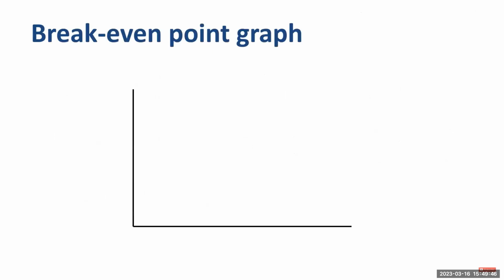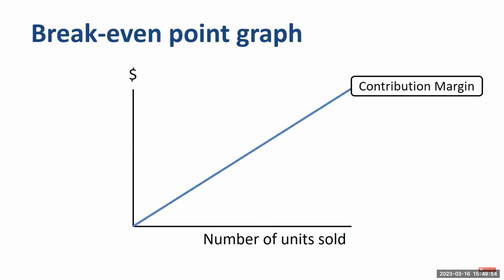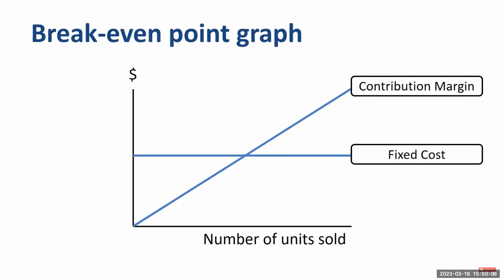Let's look at the break-even point on the graph. On the horizontal axis, the number of units sold. On the vertical axis, the total dollars. Contribution margin dollars go up for every unit sold. Contribution margin is revenue minus variable cost, what you sell the product for minus what it cost you to make an incremental unit. Fixed costs don't vary with the number of units sold. Typical examples of fixed cost are rent, depreciation, and research and development expenditures. The break-even point is right here, where the two lines intersect.